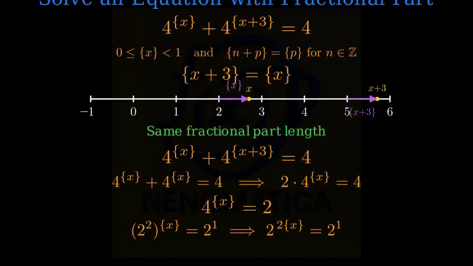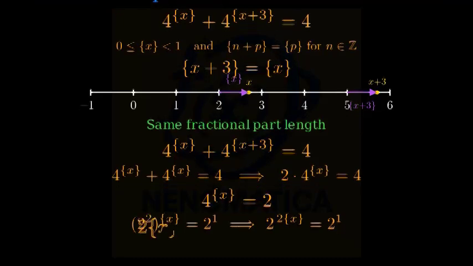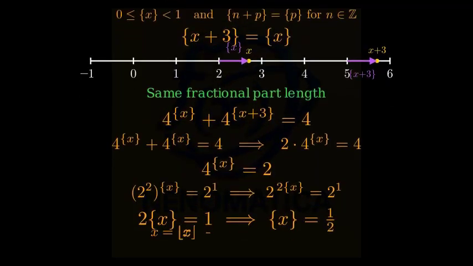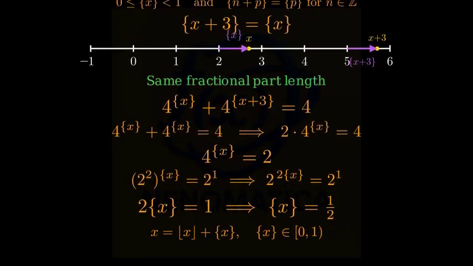Rewrite 4 as 2 squared. Then we have 2 raised to 2 times the fractional part of x equals 2 to the first power. Because the bases are the same and positive and not equal to 1, the exponents must be equal. That gives 2 times the fractional part of x equals 1. So the fractional part of x equals 1/2. Any real number x can be written as an integer k plus its fractional part.